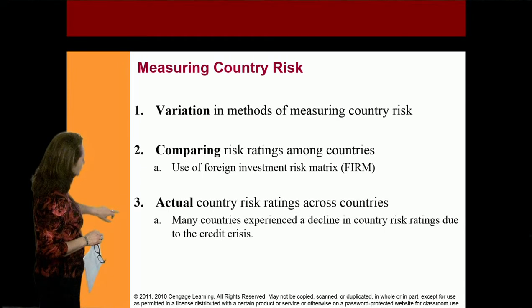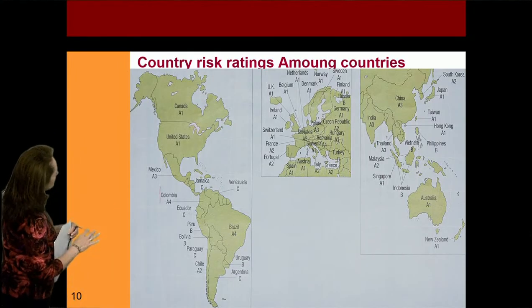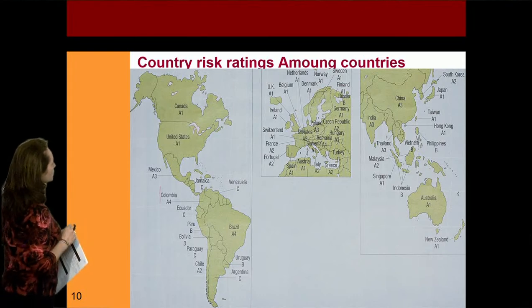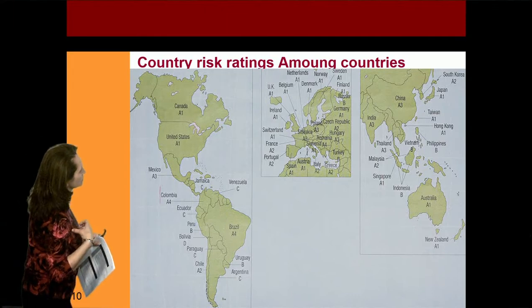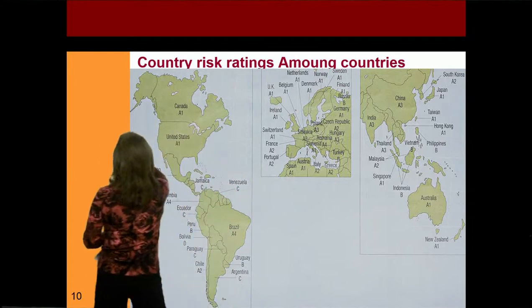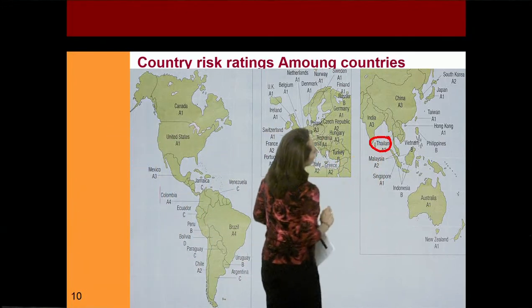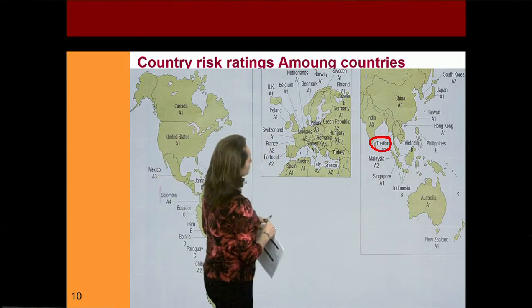So if we go back to that map, here's the part that gives an idea of country risk ratings among countries. So if you were going to do business in a particular country, let me see if I can do this. Let's say that I am currently in Thailand, and the multinational corporation is thinking about going to another country such as Vietnam.